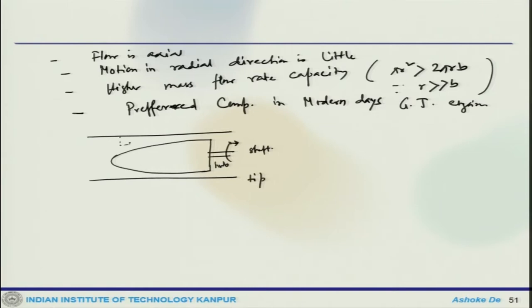Now, one can have rotor, stator, rotor, stator, rotor, stator. Similarly, one can have this: rotor, stator, rotor, stator, rotor, stator. And these are the inlet guide vanes, or IGV, and this is the complete housing. And that is a schematic of the rear.